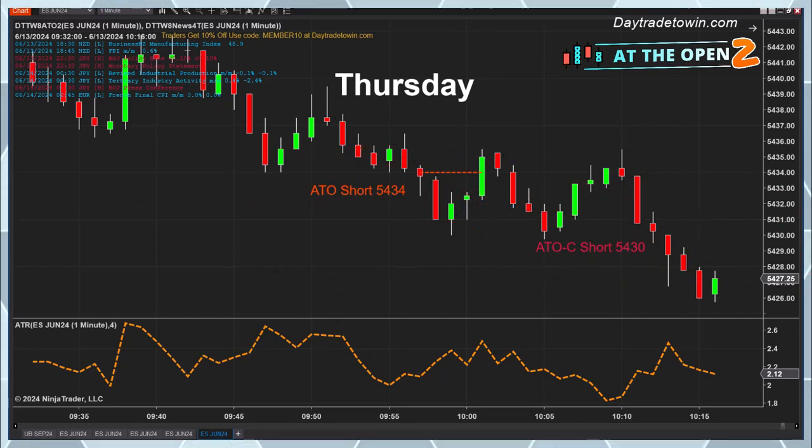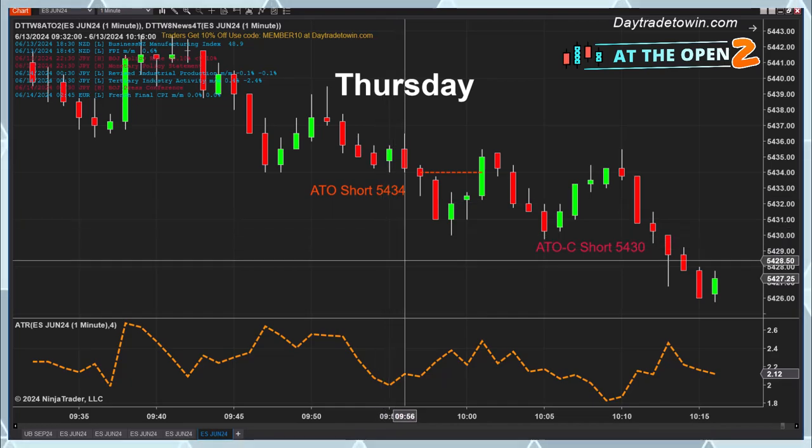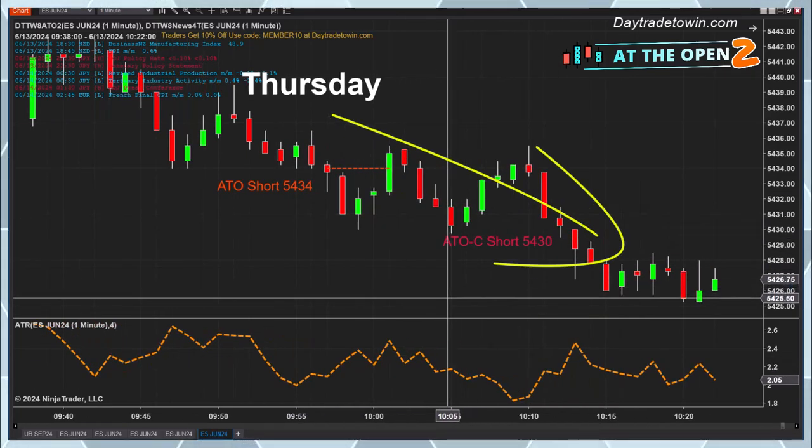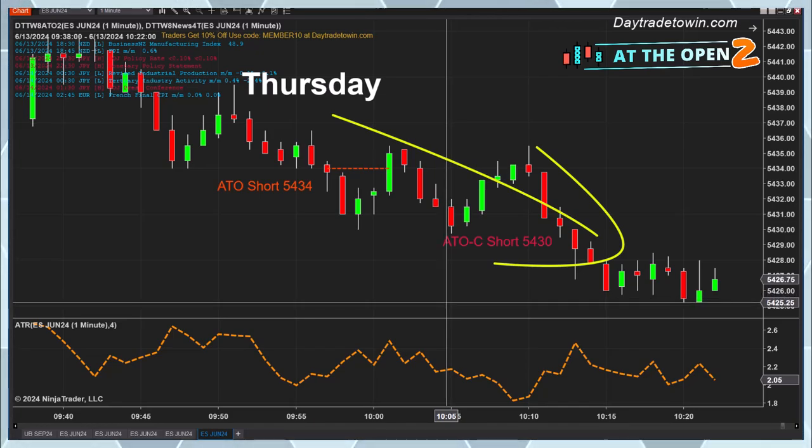So we have here two opportunities to go short. One is the main signal, 54.34 on the At the Open 2, and a chase the trade of 54.30, which both were successful. Now I don't want you to take both. I only want you to take one trade to the short side. So my goal isn't to take both of these. My goal is to take whichever happens first. If I take the At the Open, or if I take the At the Open chase the trade, take whichever one occurs first. Both were successful in this case.